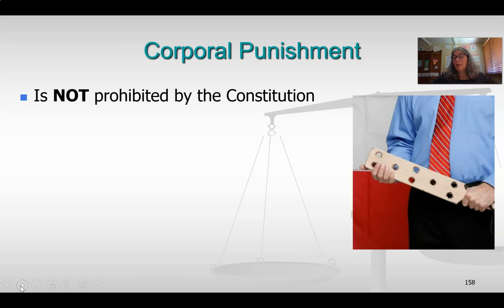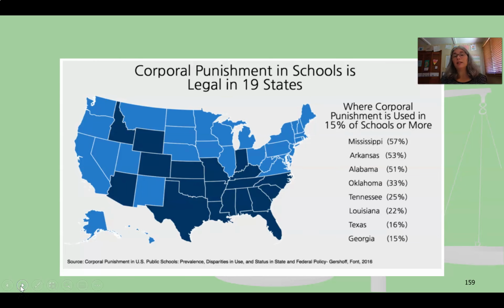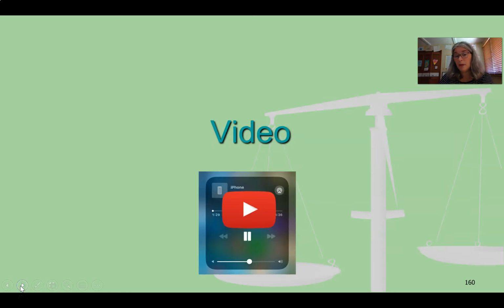So corporal punishment, believe it or not, is not prohibited by the Constitution. This doesn't mean for every state. Remember, states have the ability to make up their own rules. It is prohibited in 28 states as well as in DC. So if you'd like to see the map, here's the map as of 2016. It is the lighter colored states where spanking is considered illegal. But you'll notice in many, many southern states, more than half the country, spanking, corporal punishment, is still legal.